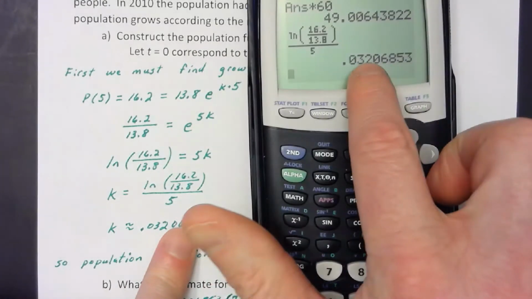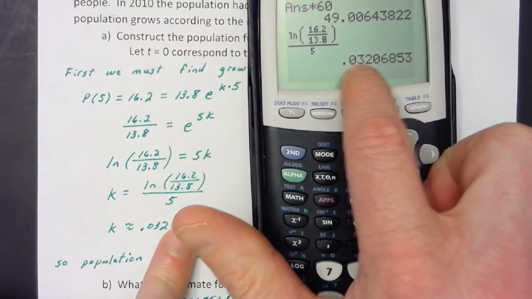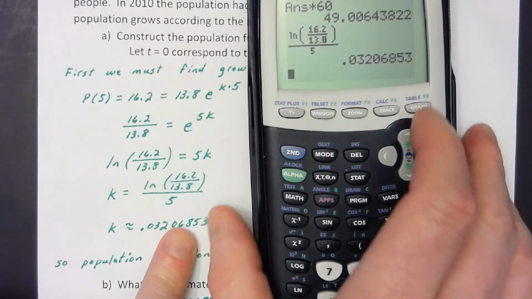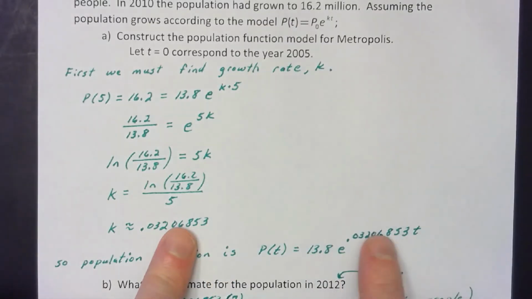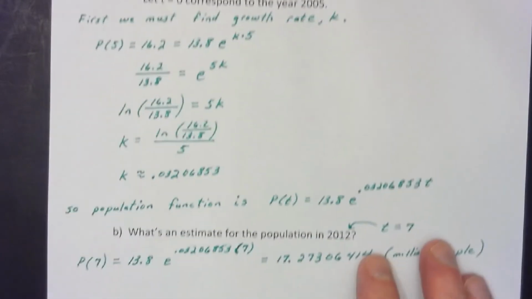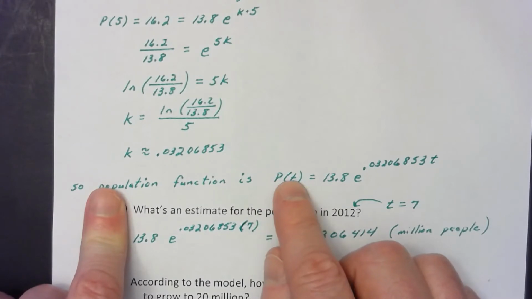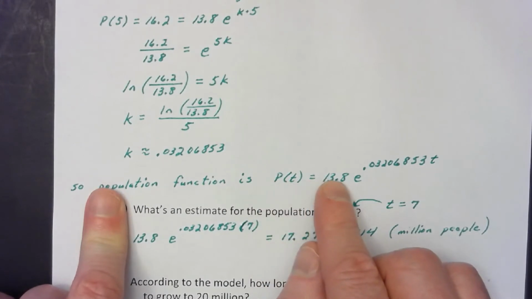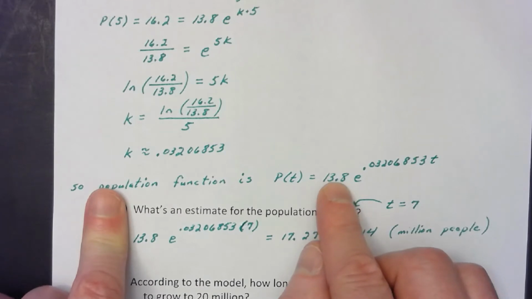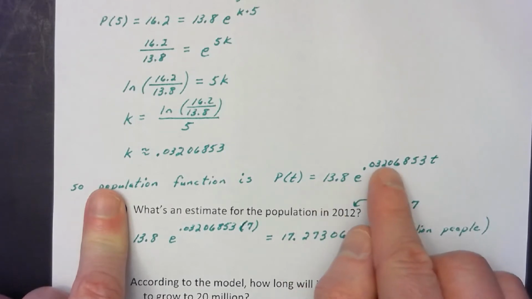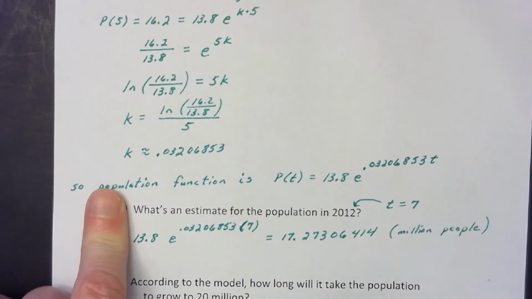Well, this is your growth rate. It's growing at a rate of roughly 3.2% per year. Now I do not want to have any rounding error, so I put every bit of that value of k up into my exponent. So the population function is, the population at time t is equal to the original population in 2005 of 13.8 million times e to that growth rate k times t power.